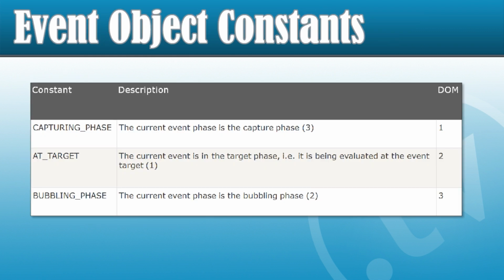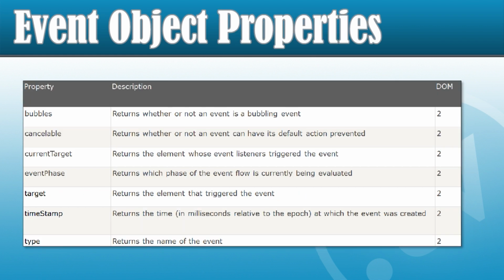So there are some event object constants. For example, when you are at the capturing phase, that is 1. When you are at the target, that is 2. And when you are at the bubbling phase, it is 3. These are some event object properties. You can use bubbles, cancelable, currentTarget, eventPhase, target, timeStamp, and type. All these you can use to read the specifics about events.